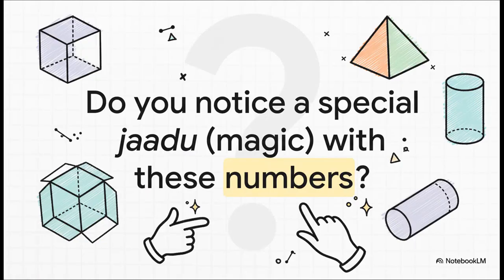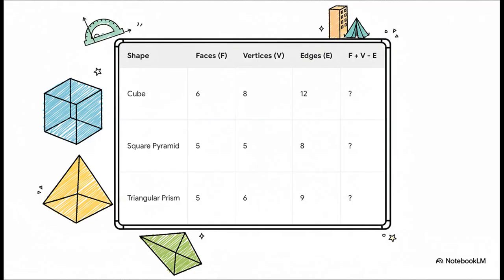Okay, now for a little bit of jadoo, a little magic. Did you know there's a secret formula, a trick, that connects these 3 numbers, and it works for almost any solid shape? Have you ever heard of it? Just look at this table. For any of these shapes, right? If you take the number of faces, let's call it F, and you add the number of vertices, V, and then you subtract the number of edges, E, what do you get?